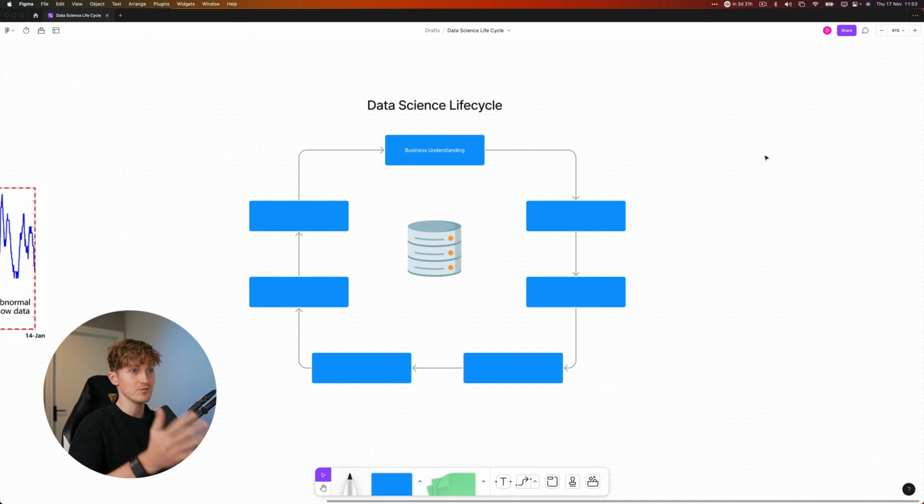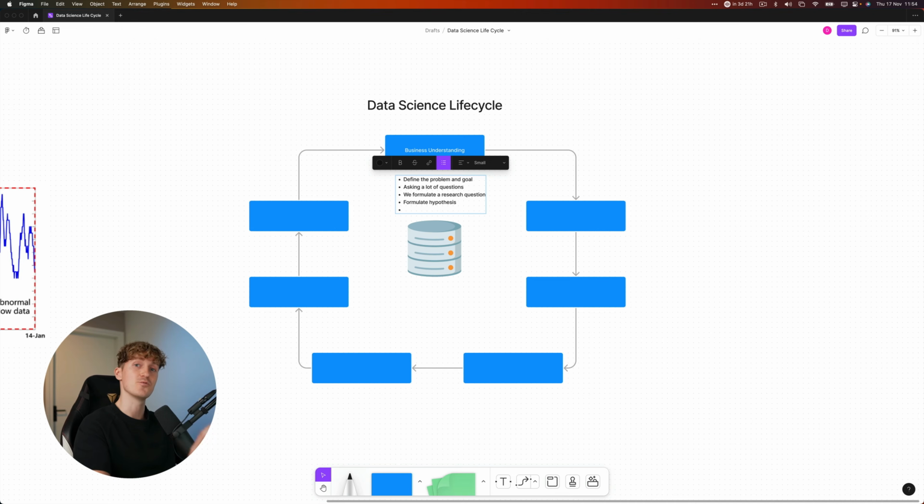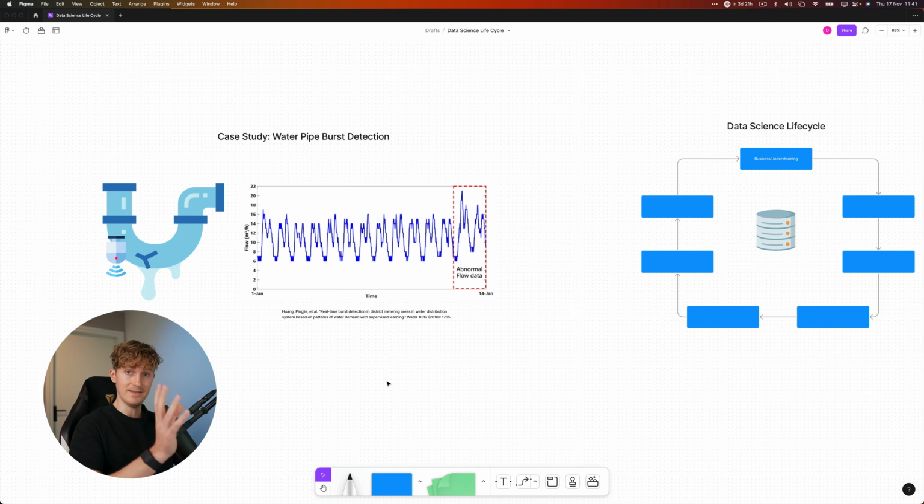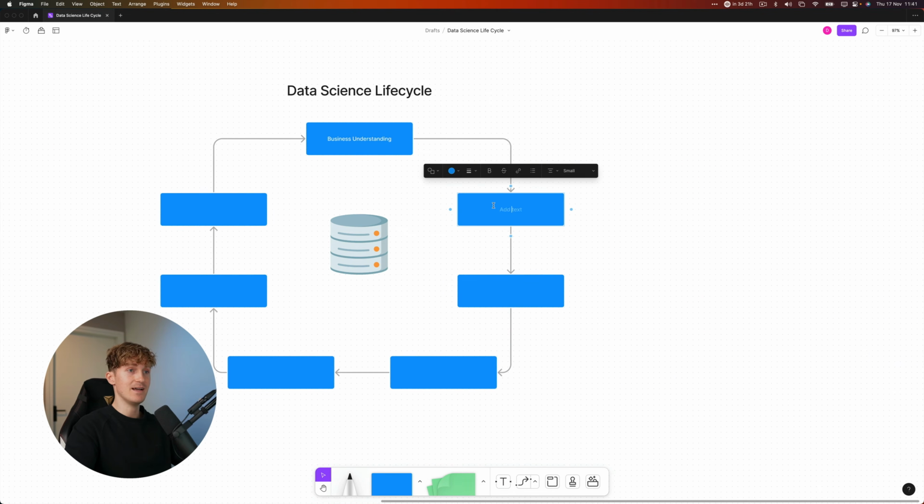So the main objectives of the business understanding phase of the data science lifecycle can be summarized as follows. So we really define the problem and the goal of the project. And we do this by asking a lot of questions. We formulate a research question, and also we formulate hypotheses. And we also ask ourselves if data science, machine learning is the right approach to solve this problem and achieve this goal. If we decide that data science is the right approach, the right way to solve this problem, then we go on to the next step, and that is data understanding.